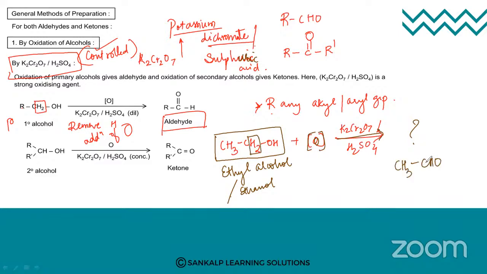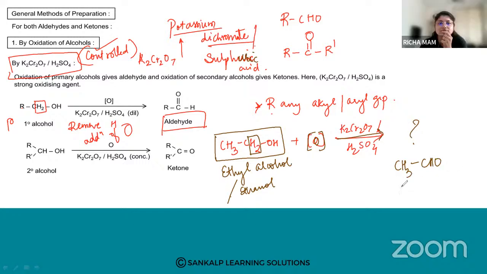CH3CHO, right? What is the name? It is acetaldehyde, plus H2O. Okay, so this is the compound. So what is controlled oxidation? If you take a primary alcohol and treat it with this particular reagent, you will yield an aldehyde itself. Okay, so this is with respect to primary.